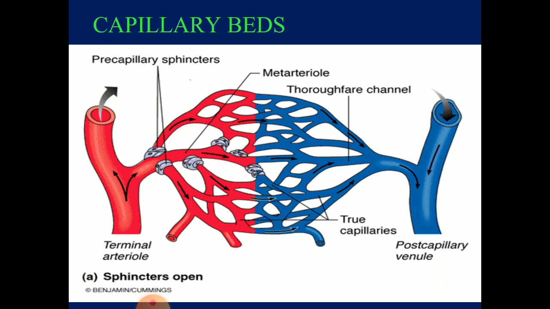These are the capillary beds. Here we can see precapillary sphincters, which are made up of smooth muscle fibers. They regulate the blood flow from arteries to the capillary bed.